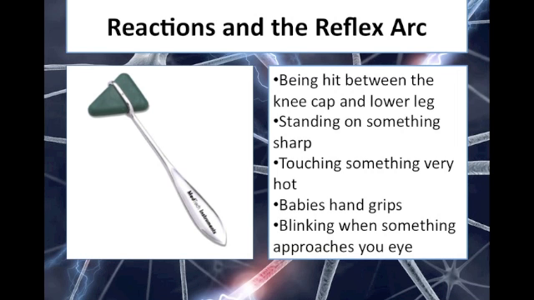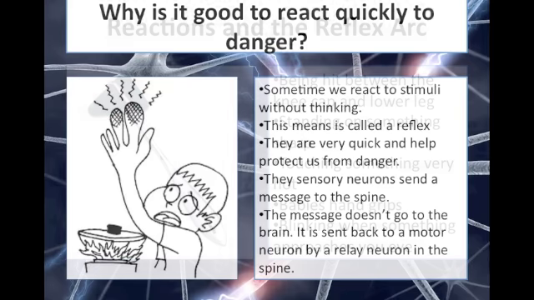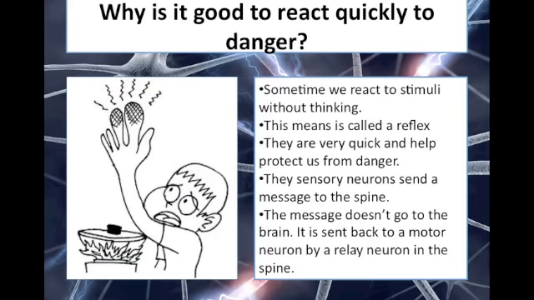So for example, if you were to hit someone between the kneecap and the lower leg, their leg would involuntarily kick. If you were to stand on something sharp or touch something very hot, you wouldn't think about moving the limb that was being pricked or burnt. You would immediately move part of your body. Also, babies grip when something is put into their hands, and if an object moves towards your eyes, you can't help but blink.